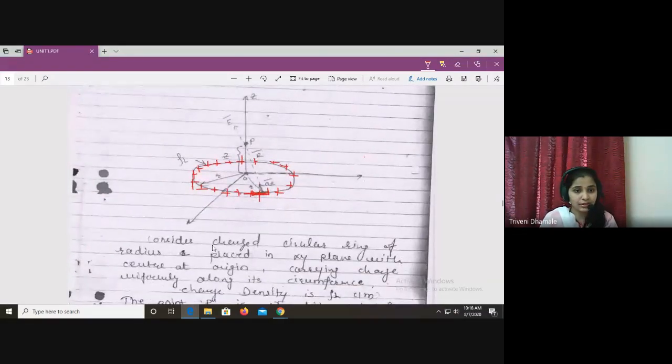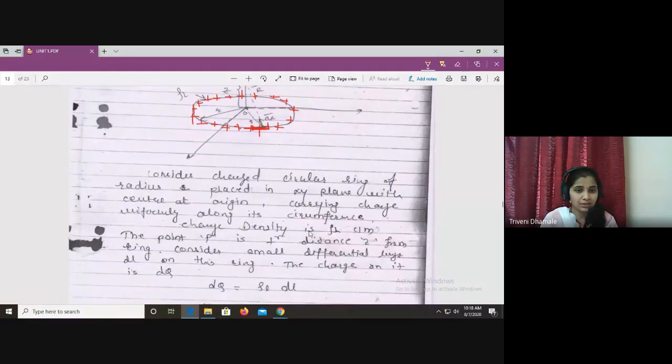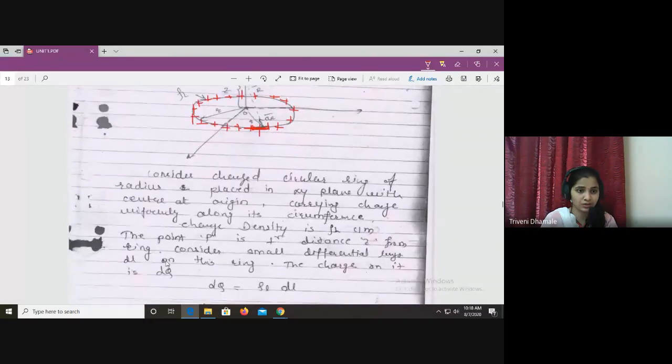Now consider a charged circular ring of radius r placed in the xy plane with the center at origin, carrying charge uniformly along its circumference. Charge density is rho L coulomb per meter. The point P is at a perpendicular distance z from the ring, so whatever the distance z is there on the z-axis. Consider a small differential length dl on this ring.